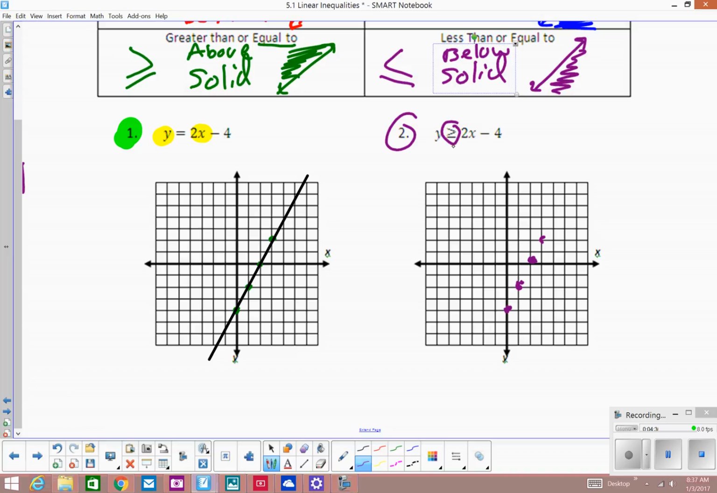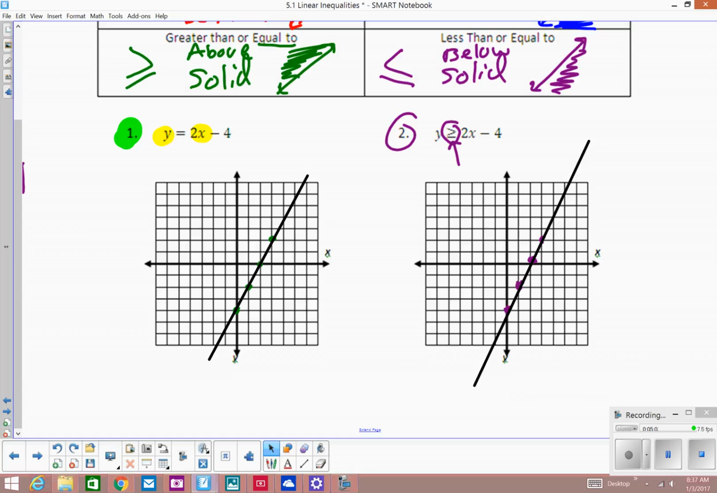And now the simple way I look at it is, if you see the line underneath, you're going to draw a solid line. If you don't see a line underneath the inequality, it's going to be a dotted line. So my line is going to look something like this. Good. So that's my solid line.